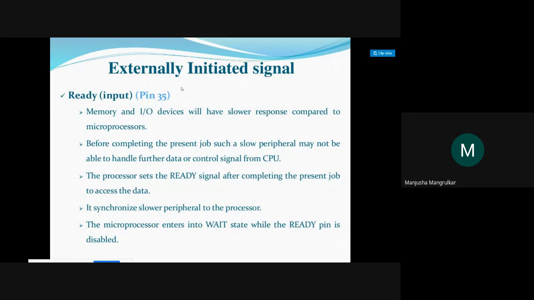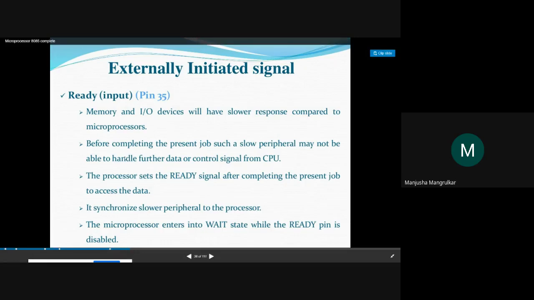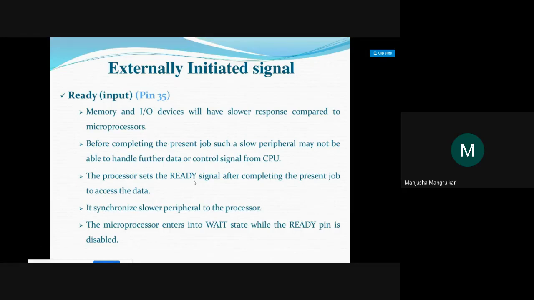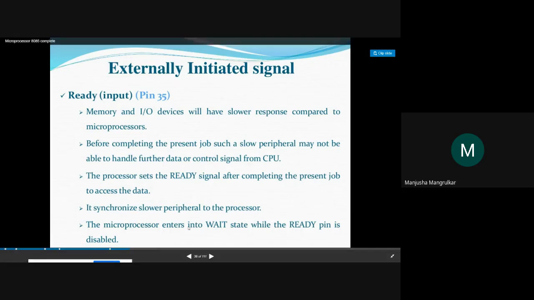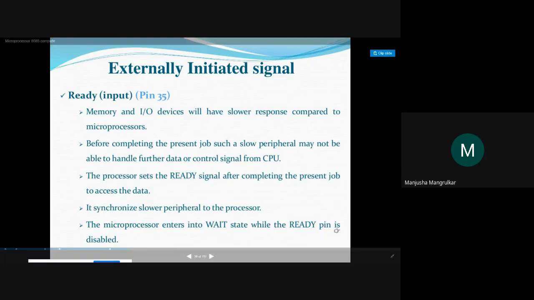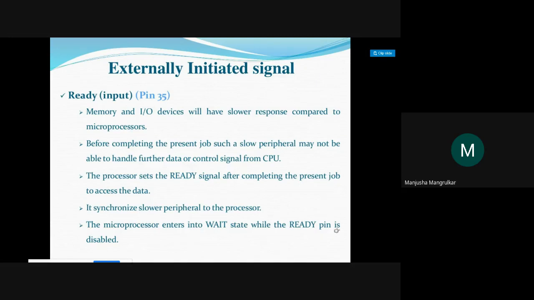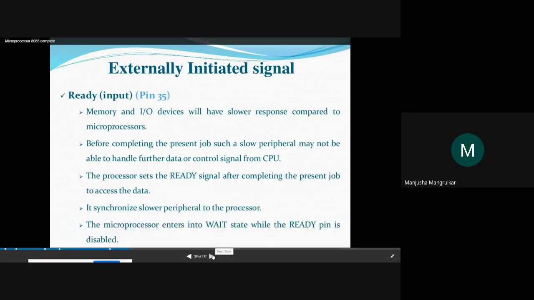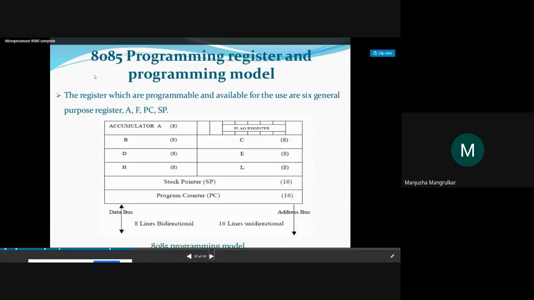Yes, I have done my work. Now you can give me the other task. So both the devices are working on their own, and the READY signal will synchronize the interfacing devices to perform their own tasks. The microprocessor enters into the wait state. Wait state means what? S0 and S1 are 1 while the READY pin is disabled. Suppose the S0 S1 pins are 1, it means it is in the wait state, and at that time the READY pin is disabled, right? So in the wait state the READY pin is disabled. That is the importance of the READY pin.